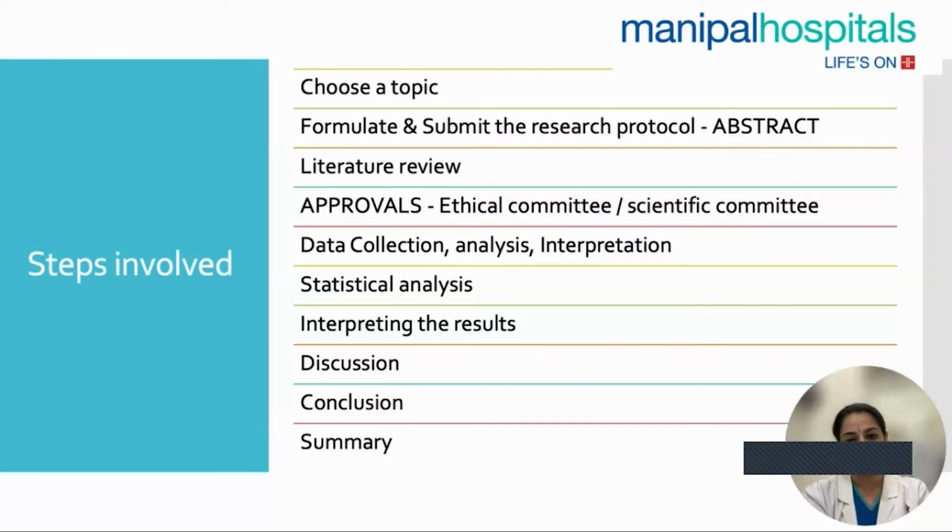So the steps involved would be to choose a topic and formulate and submit the research protocol, which is called the abstract, which also contains a literature review. Once the abstract or the research protocol is ready, approvals have to be got, which is from the scientific and the ethical committee. Then starts the process of data collection, analysis, and interpretation involving statistics, and then you look at the results, discuss the results, conclude, and summarize your study. Seems quite easy. Let's go step by step.